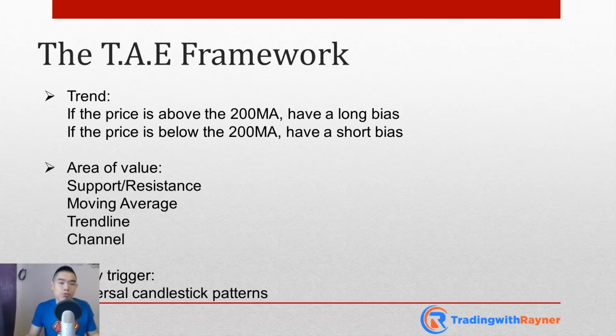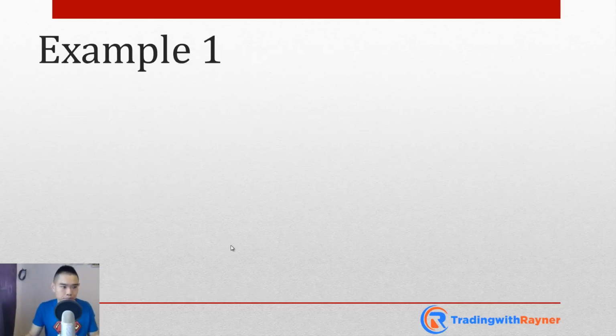And then we'll look for an entry trigger, right? The entry trigger will be a bullish reversal pattern, like a hammer, a bullish engulfing pattern, a dragonfly doji, and so on. Does it make sense? Okay, so now let's have a look at a few examples to bring all these concepts together.